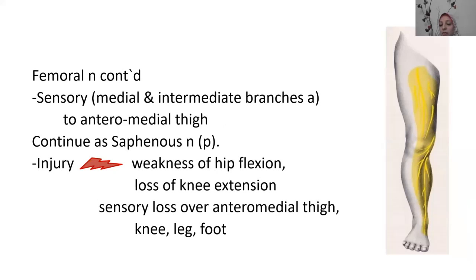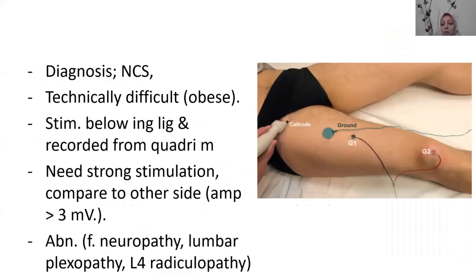So injury of the femoral nerve will lead to weakness of hip flexion, loss of knee extension, and sensory loss over the anteromedial thigh, knee, leg, and medial foot. How is it diagnosed? By doing a nerve conduction study of the femoral nerve. We stimulate below the inguinal ligament, just lateral to the pulsation of the femoral artery, and record over the rectus femoris, over the anterior thigh, midway between the site of stimulation and the knee.